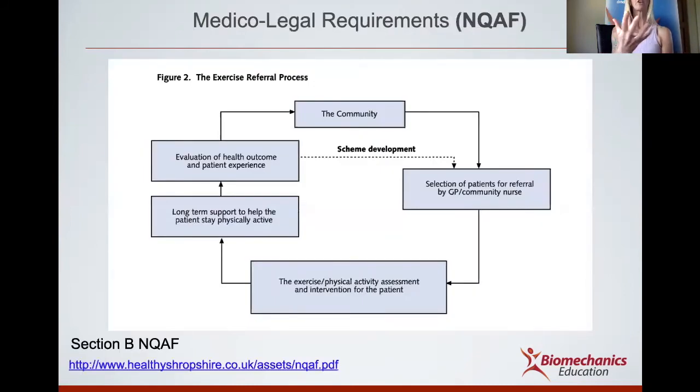So we've got a little bit of a flow chart here from the medico-legal requirements, or the NQAF, which is another site that I strongly recommend you go and have a look at, the National Quality Assurance Framework for the exercise referral process. You'll find this in the document listed below. Section B of the NQAF, there's a link there as well, shows you what that looks like. You can go and see certainly the schemes, the way they've been developed, and the way they should work.